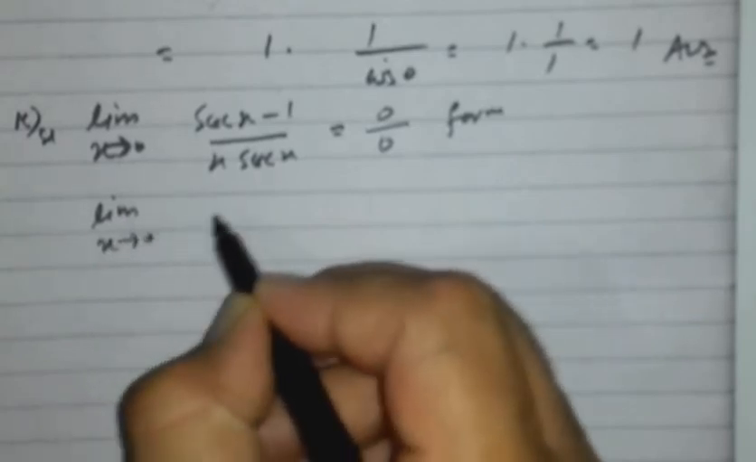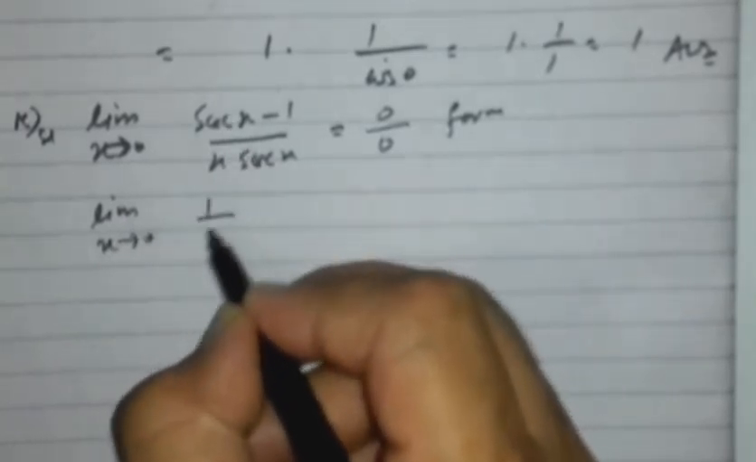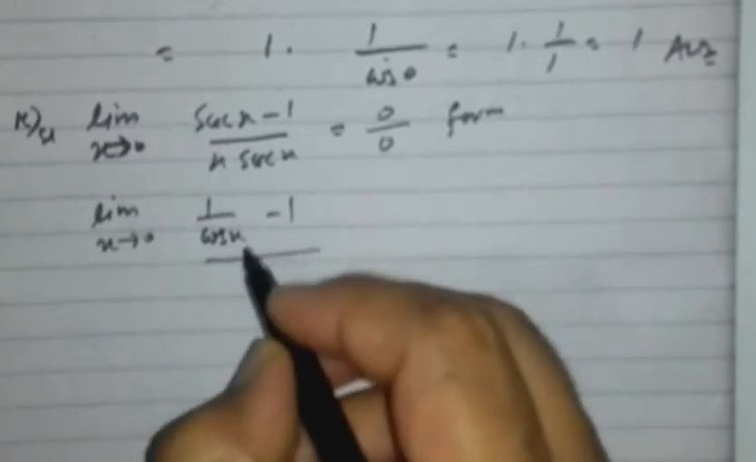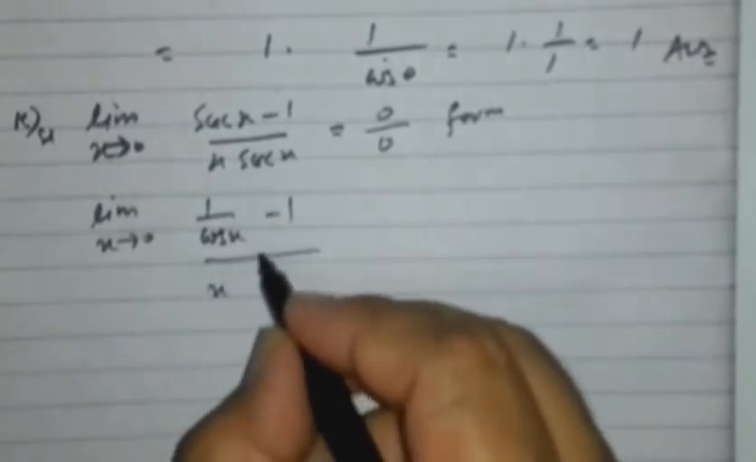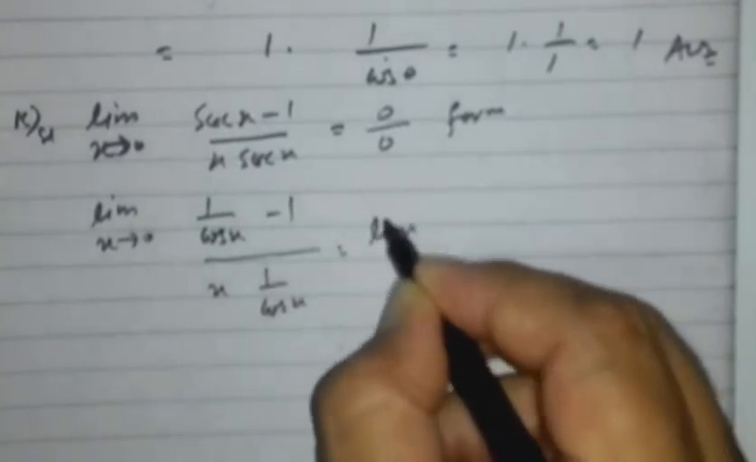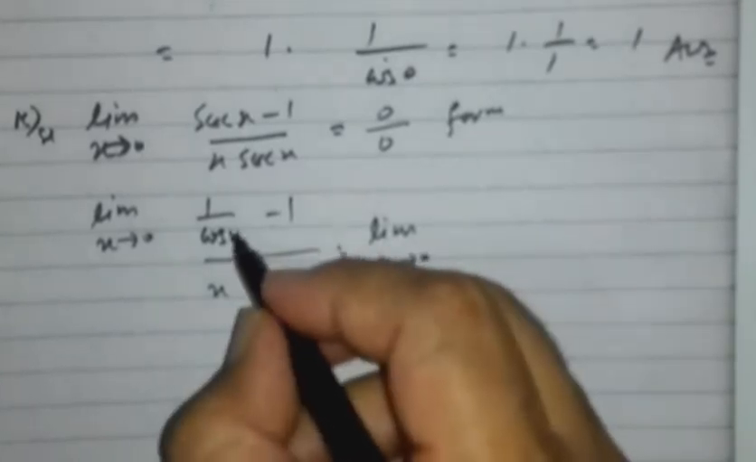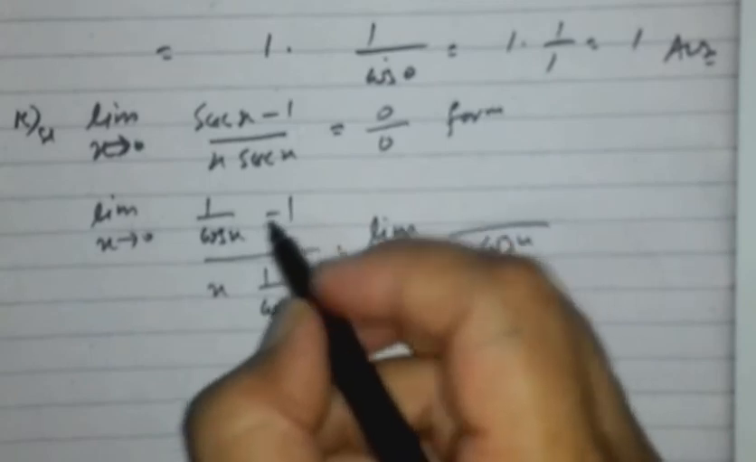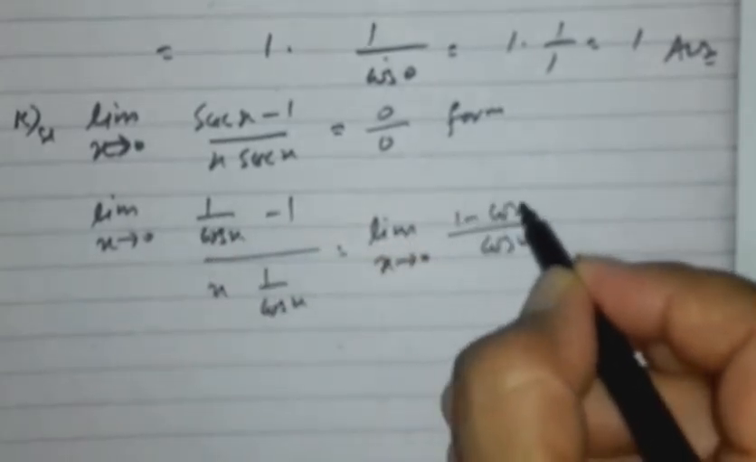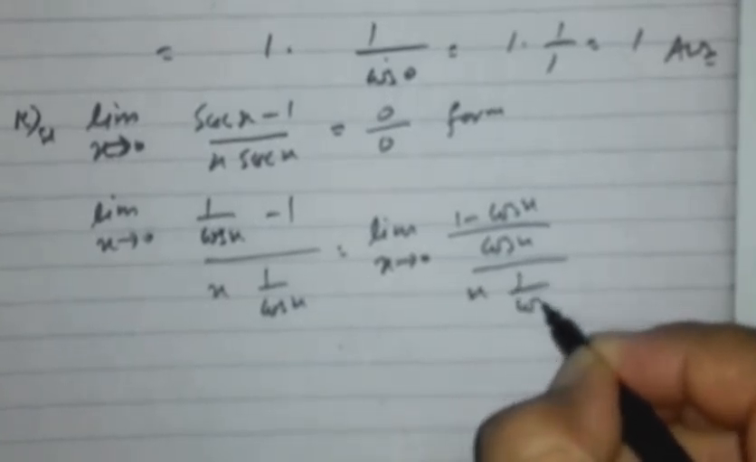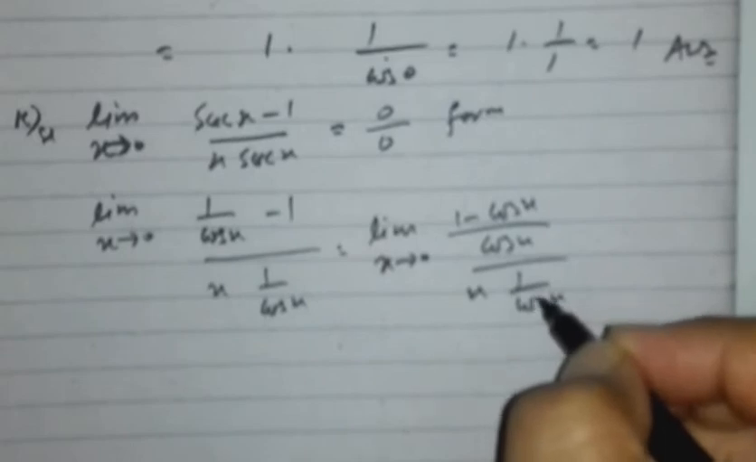Limit x tends to 0. Secant x can be written as 1 over cos x, minus 1, divided by x and 1 over cos x. Limit x tends to 0. Take the LCM cos x. So 1 minus cos x we get, and here we get x into 1 over cos x.